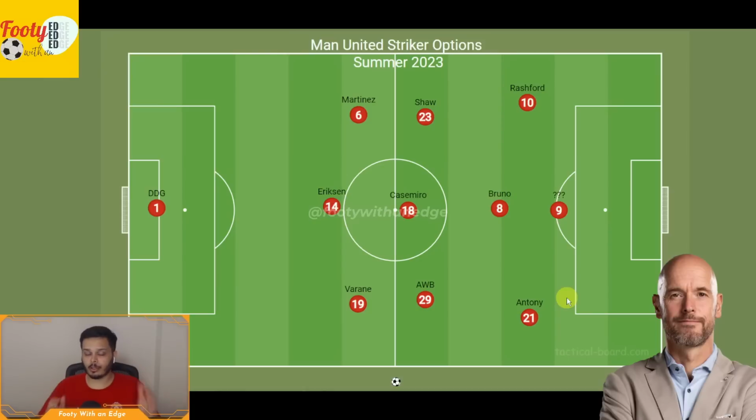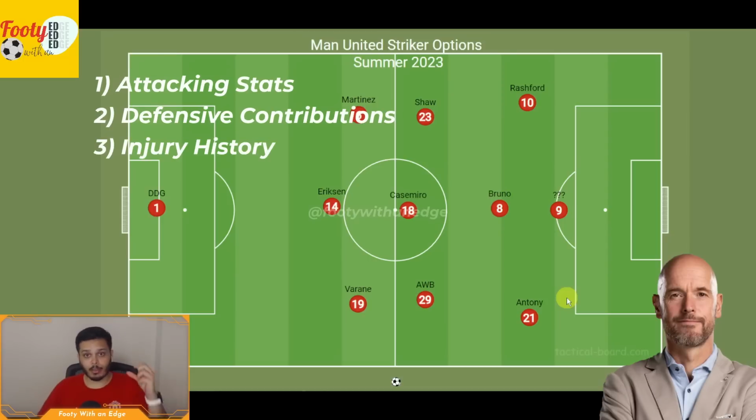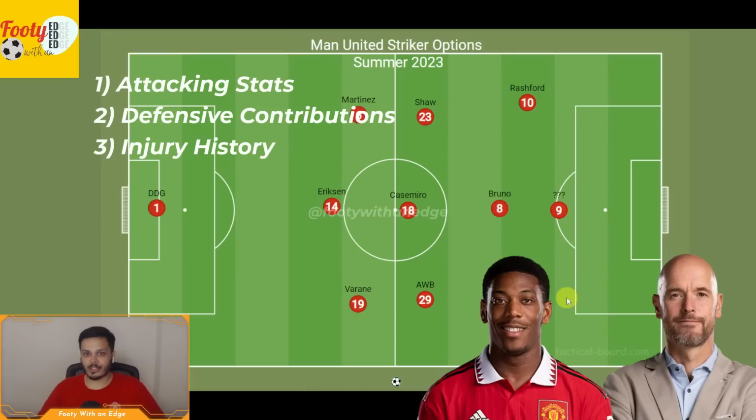So in order to determine the best striker for Ten Hag's system, we're going to put our 6 strikers through 4 separate categories. The first one is attacking stats in terms of how good they are at creating things for their teammates. The second is defensive contribution, so how hard they're willing to work off the ball. The third is injury history, because we're not interested in another Anthony Martial at this club.